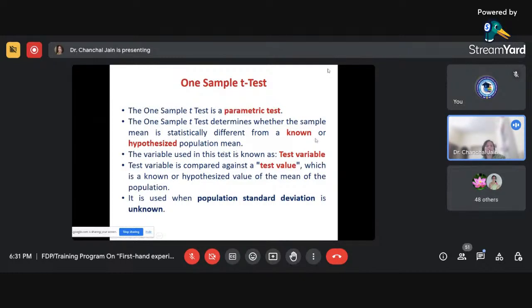So when we are comparing the sample mean with the population mean, in that case we can go for the one sample t-test, right? Whatever variable we are considering in the test to compare the means is known as the test variable. The test variable is compared against the test value, and this test value would be your population mean value, that is the hypothesized mean value, right?